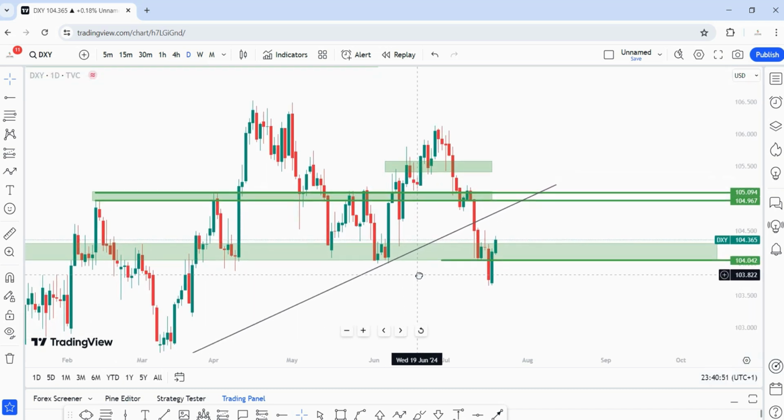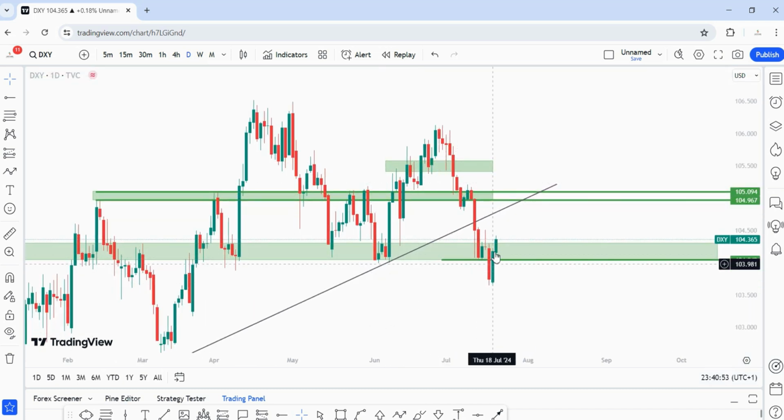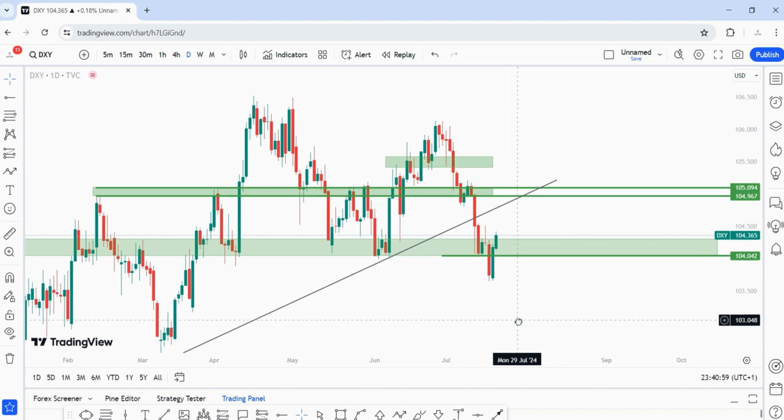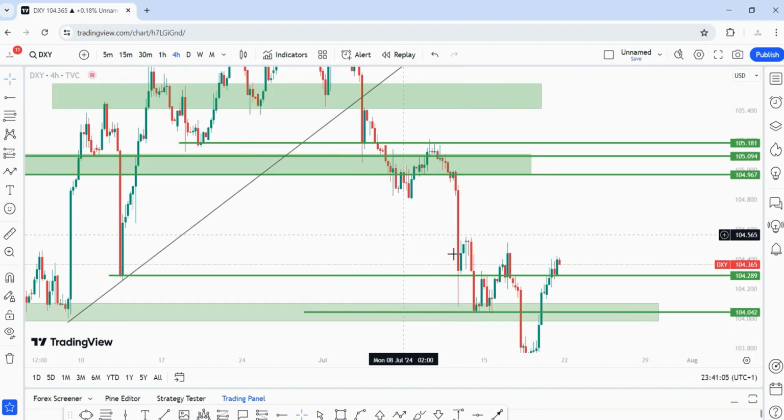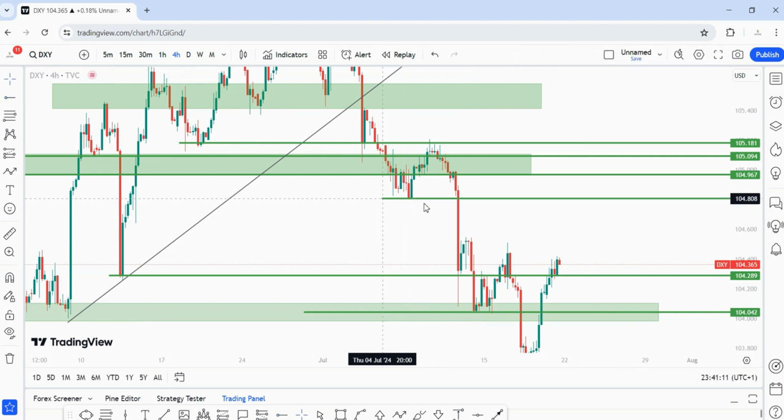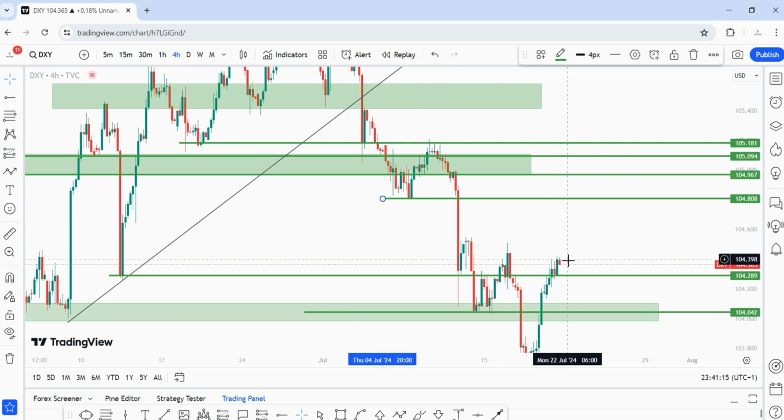Now, going into next week on the daily time frame, we have a new lower low. Price broke back above this zone. As a matter of fact, I would have loved to see price retest that zone and continue lower. However, we broke above it. But let's go down to the 4-hour time frame. So if price actually wants to continue going upward, which will be a mere pullback for me, our target will be around 104.808. That will be my target if price continues bullish.